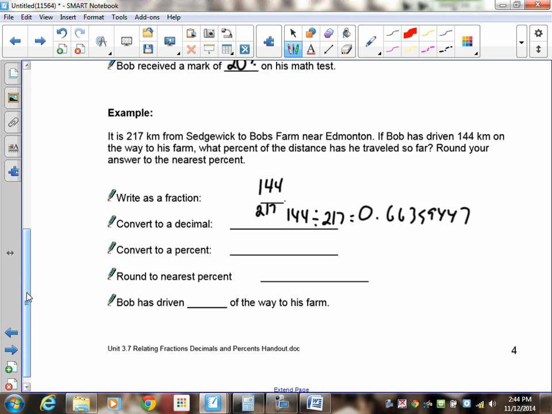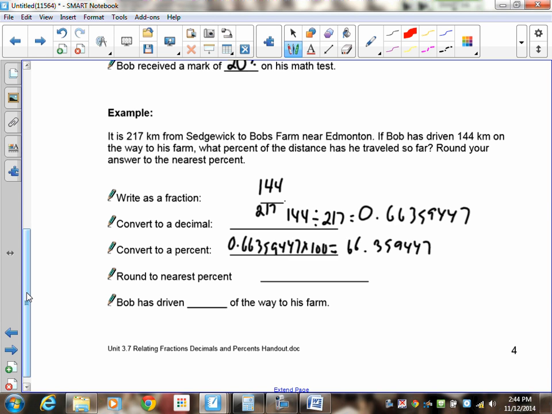Now, to convert this to a percent, you have to multiply it by 100. So you have 0.66359447 times 100, which is going to give you 66.359447. Now it says rounded to the nearest percent.